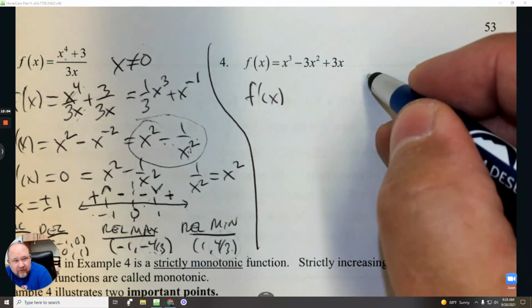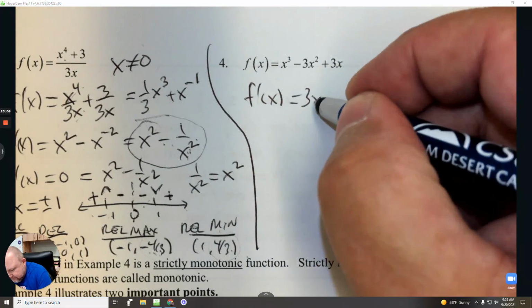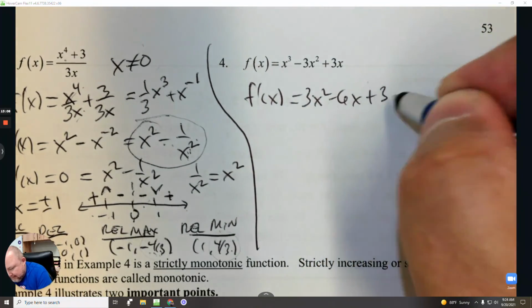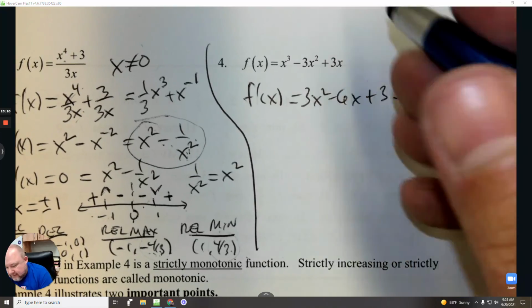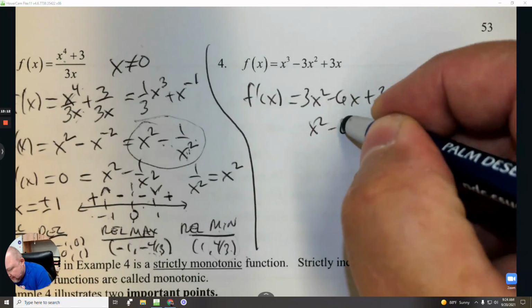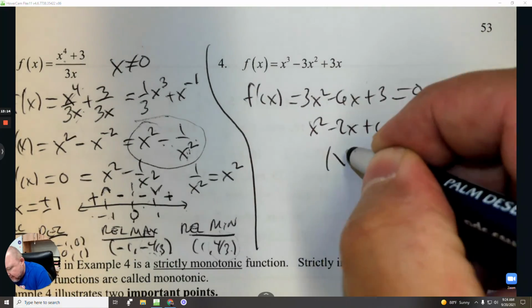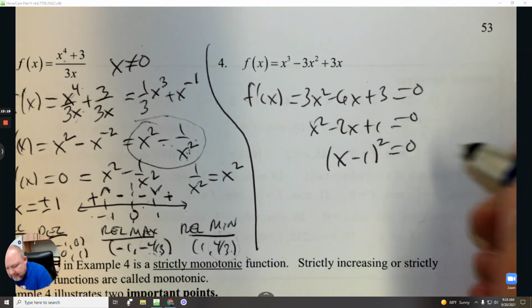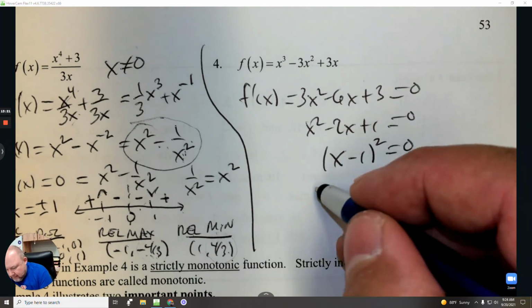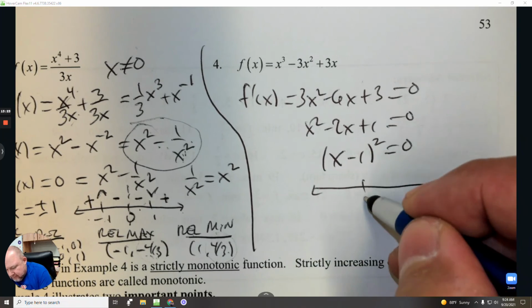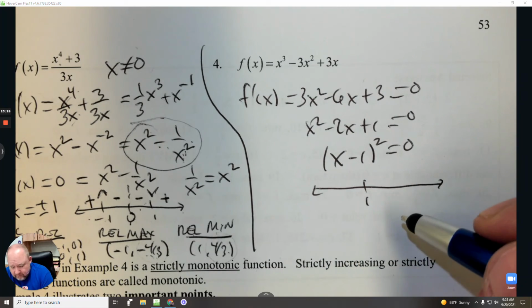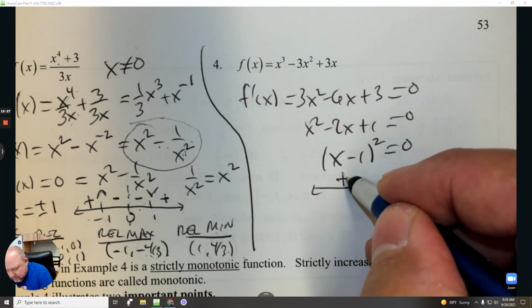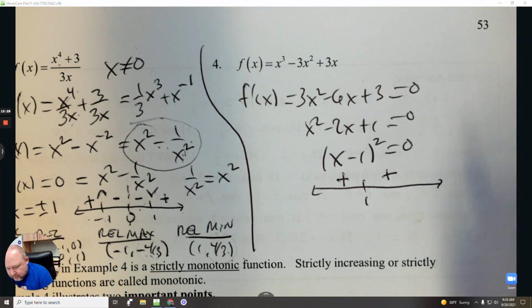All right, number 4. There are no restrictions here. Take the derivative, make it equal to 0. Now, if I divide everything by 3 and then factor it, it's x minus 1 and x minus 1 that factor it. So I'm going to write it as x minus 1 squared. I want you to notice that positive 1 does make the derivative 0. But if I plug in a negative number or a positive number, the signs don't change.